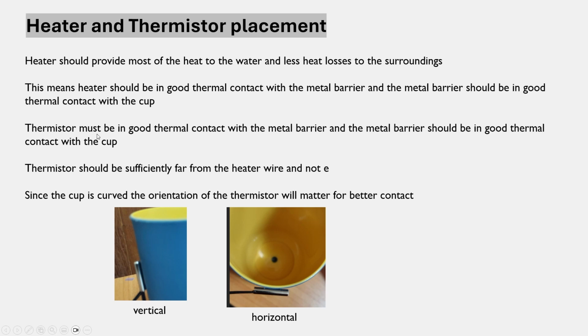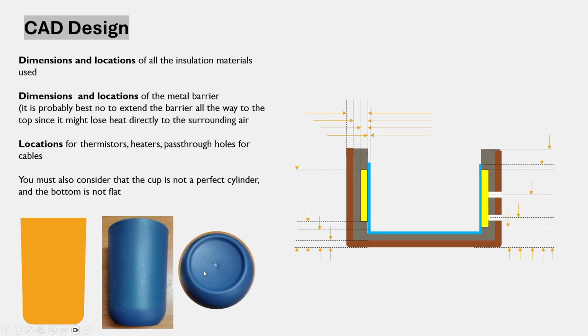The thermistor must be in good contact with the metal barrier and also with the cup for reading accurate temperatures. A good way to make contact would be the vertical location, because the cup is curved, and if you put it horizontal, maybe the contact is not that great. So you may be better advised to put it vertical, or you could put it on the very bottom of the cup where it's flatter.